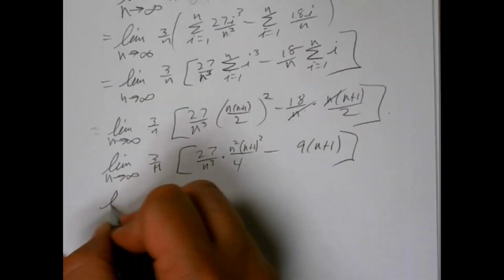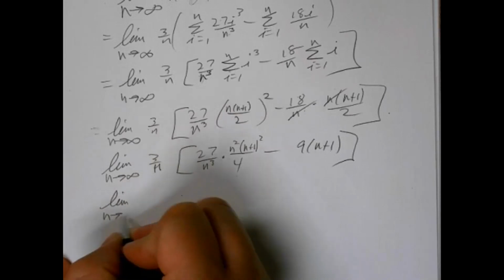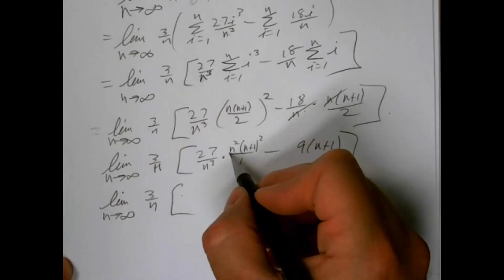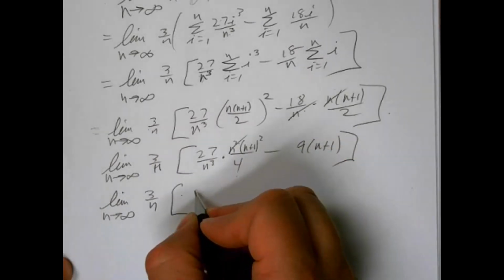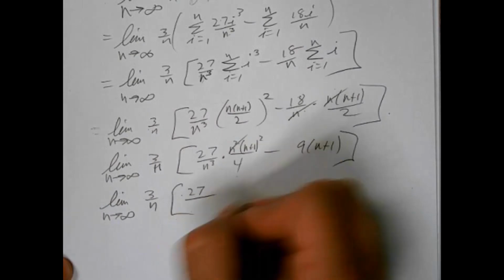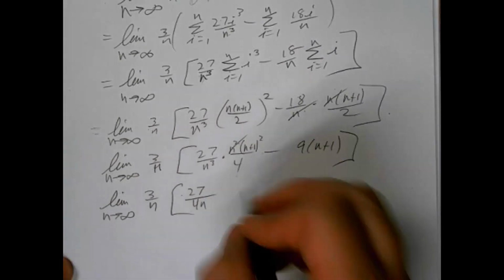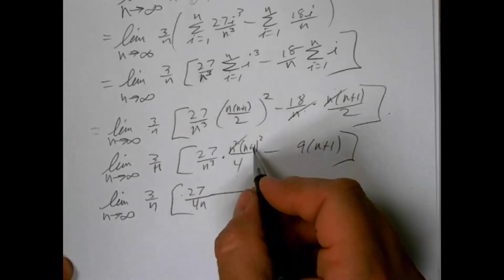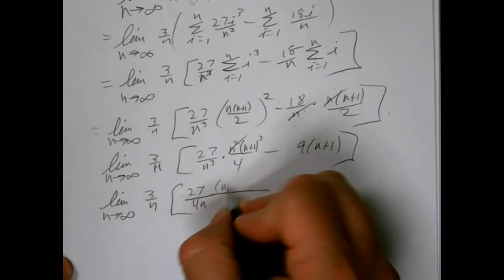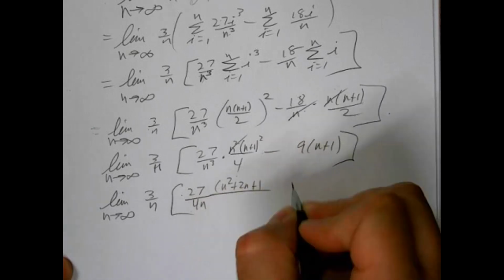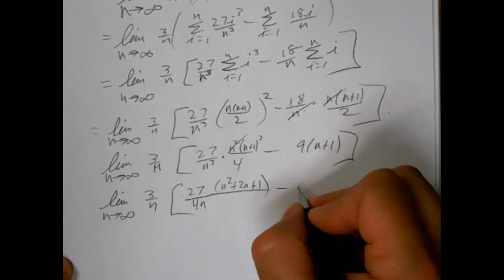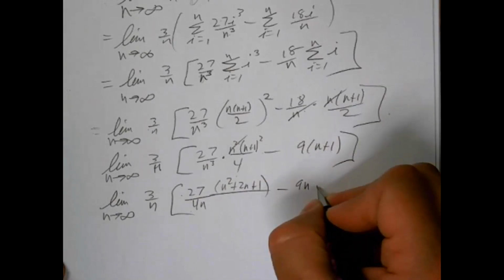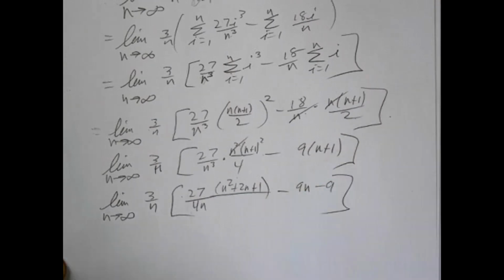And then next, so I've got that 3 over n sitting out front. What's going to happen here is the n squared will cancel one of those n's. You're going to have a 27 over a 4n. And from there, what I would like to do is go ahead and square out the n plus 1. That would be an n squared plus a 2n plus a 1. Okay, minus, and then I have a 9n and a minus 9. All right.